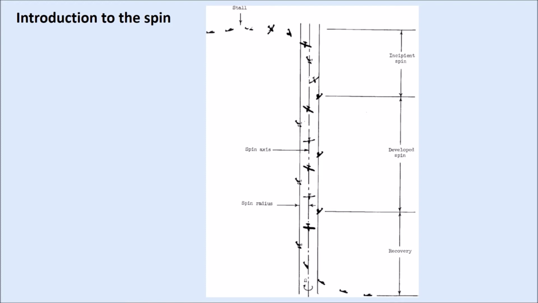So that just gives you some idea of what the spin looks like, the profile of the spin, how the spin axis is defined. It's the vertical axis about where the aircraft is spinning. Its center of gravity position is rotating about the spin axis. And it also gives you some idea of how small the spin radius can be. You can see here in this particular diagram that the spin radius is no more than the aircraft's length itself.